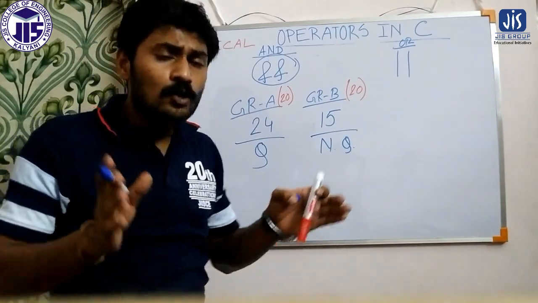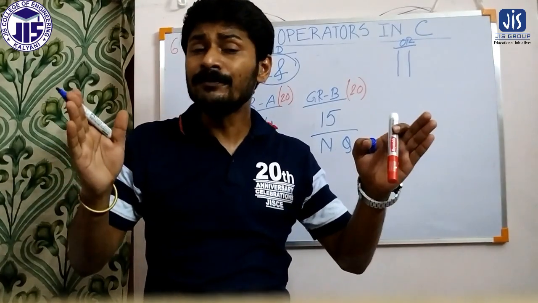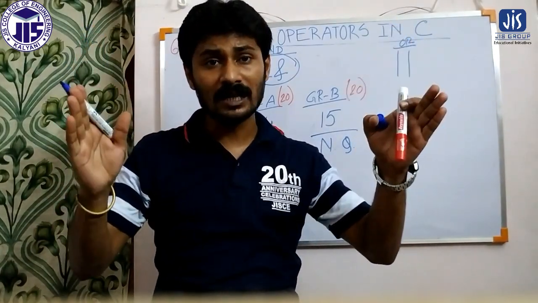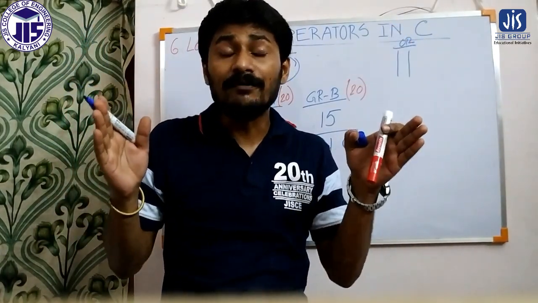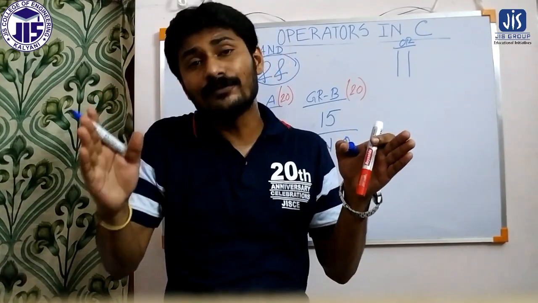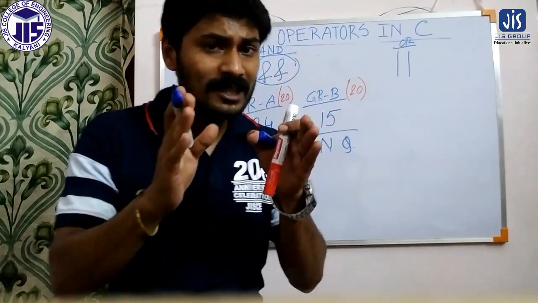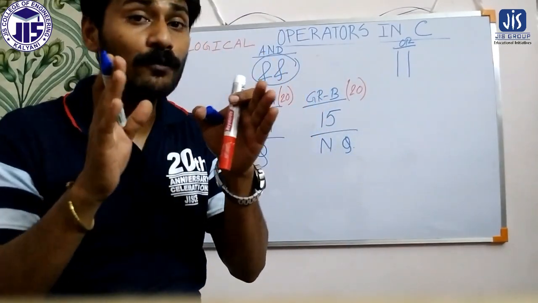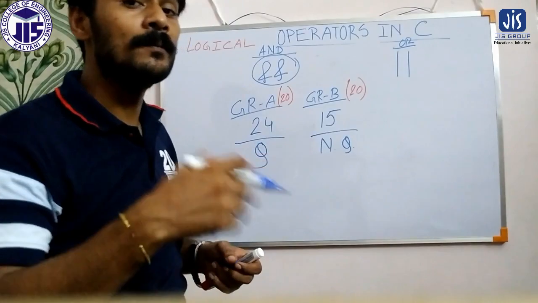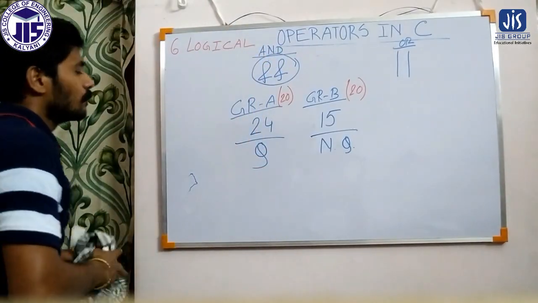Again, in summary, two conditions are there. If we have to satisfy both the conditions, then it is logical AND, and if we have to satisfy any of these conditions, then it is called logical OR. I will explain with the truth table of logical AND and OR also. That will be much simpler than this.